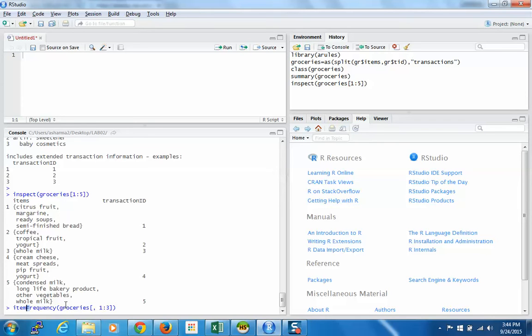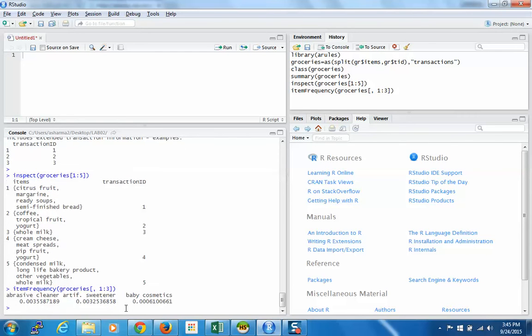And then you say, okay, give me the frequency of the first three columns in all the rows. So it gives us the first three items, which is abrasive cleaner, artificial sweetener, and baby cosmetics. When I say 1:3, that means 1 to 3. If I say 1:10, that means 1 to 10, so it's going to be 1, 2, 3, 4, 5, 6, 7, 8, 9, 10. So this gives me the first three items and their relative frequency.